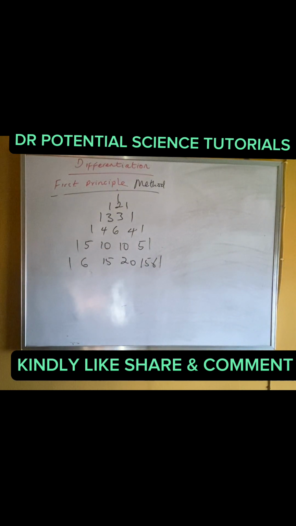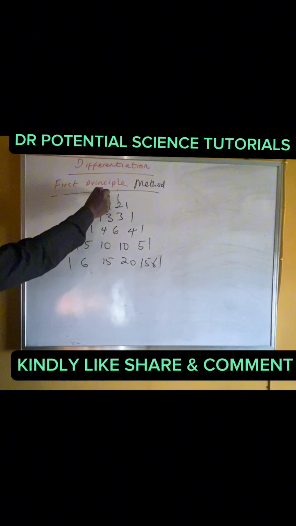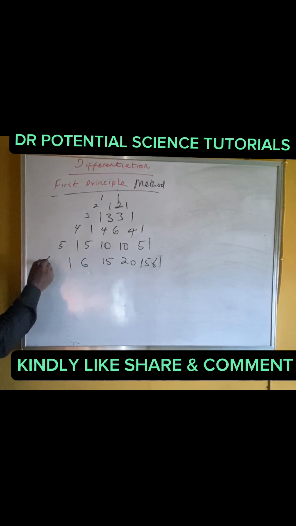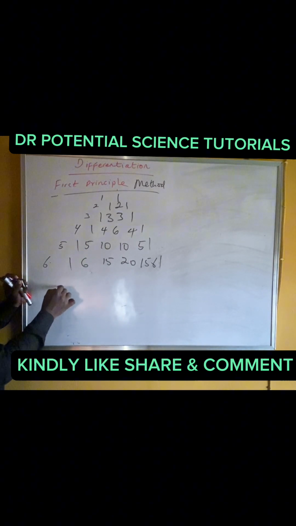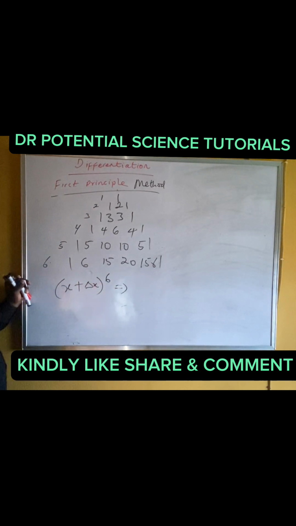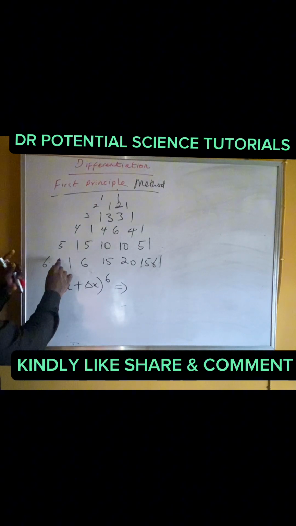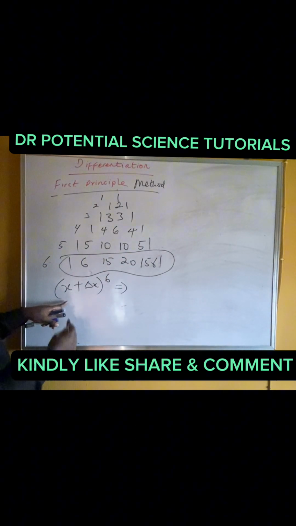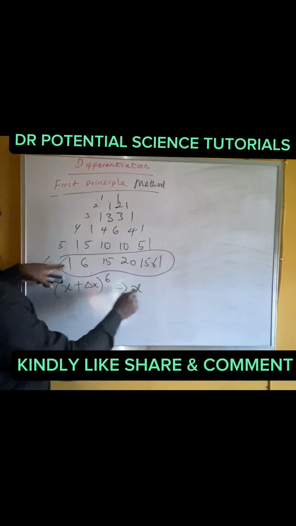So, if your x is raised to power 6, for example, this is raised to power 1, this is power 2, this is power 3, this is power 4, this is power 5, this is power 6. So, let's assume you have something like x plus delta x, raised to power 6. So this is going to be the coefficient of your expansions. So it's going to be what? This is 1.